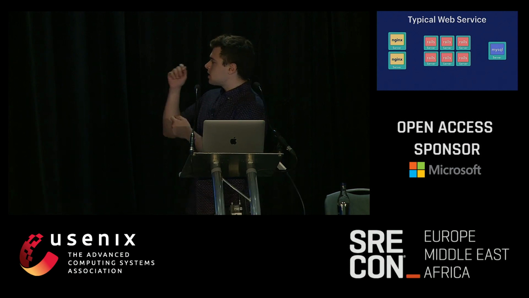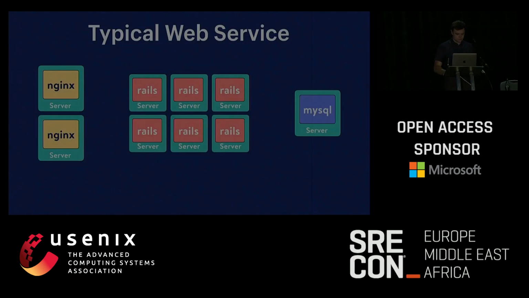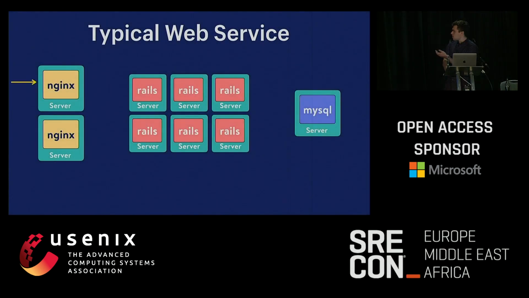Here's what might be a simplification of a typical web service. Your request comes in through a load balancer. It hits an application server that processes the request. That'll reach out to a data service such as MySQL, and then the information gets passed back, and the response gets served to the user. But we can break this down.